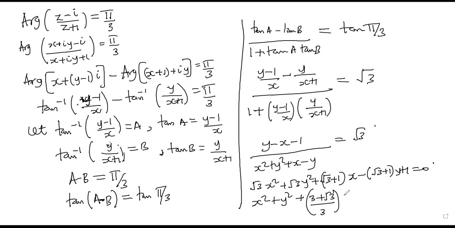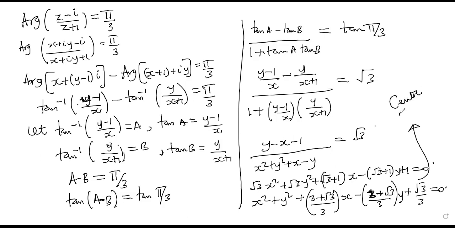So times x, minus (3 plus root 3) out of 3, then y, then plus root 3 over 3, because we divide by root 3 and rationalize, is equal to 0. So the locus is a circle with a center. Now you can compare with the main equation and get the center and then the radius.